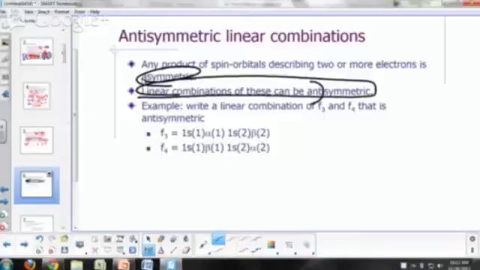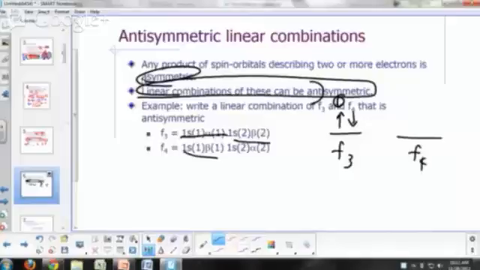So let's look at this one. What did we say F3 was? Electron 1 is spin up, electron 2 is spin down. So this is F3. And F4 here gives you electron 1 that is spin down, and electron 2 is spin up, right?